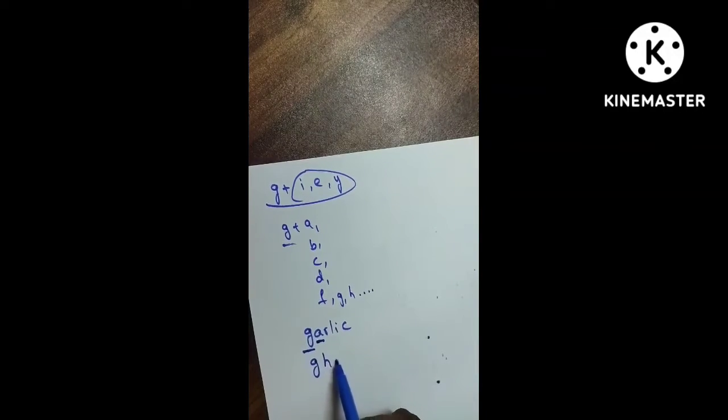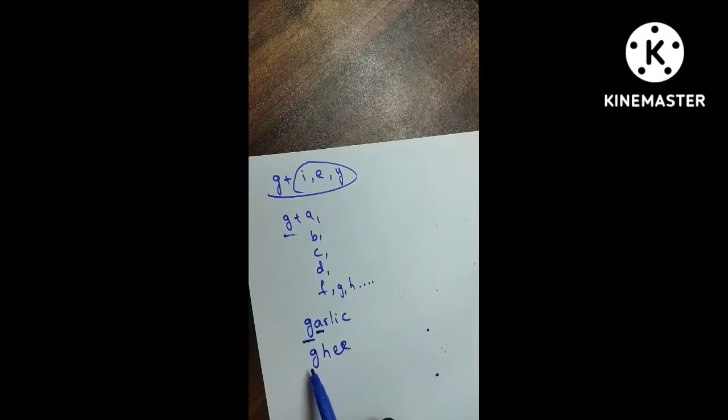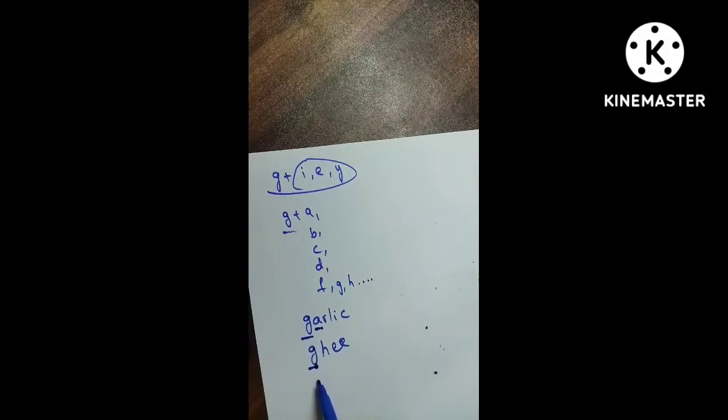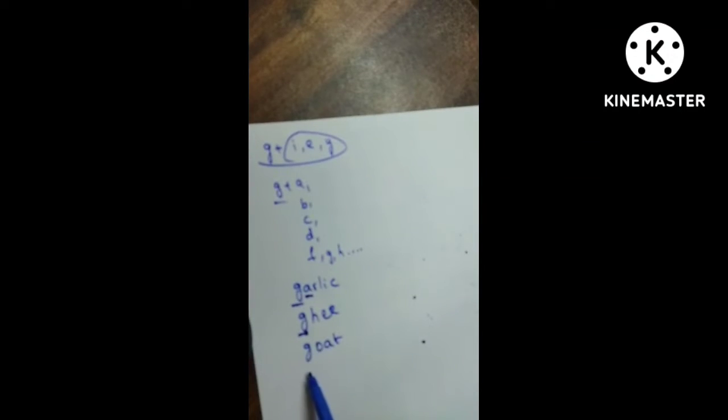Next, we don't know whether this G is soft G or hard G. Let us see. Here H is there, then it becomes hard G. Goat. Galaxy. We concentrate on the next letter after the G. Okay friends.